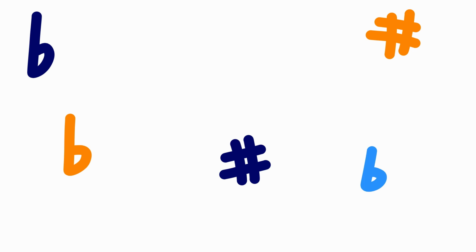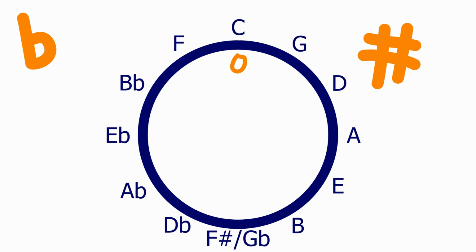Another important use for this circle is the understanding of key signatures. The top, C, gets a 0, meaning that it has 0 sharps or flats. Keys to the right of C get sharps, and keys to the left get flats.